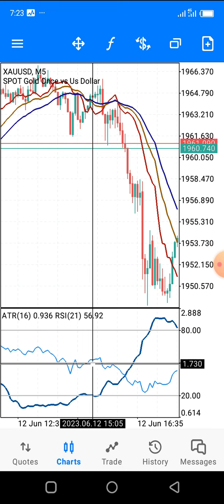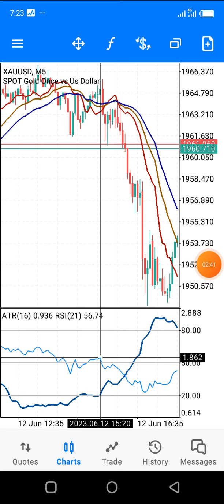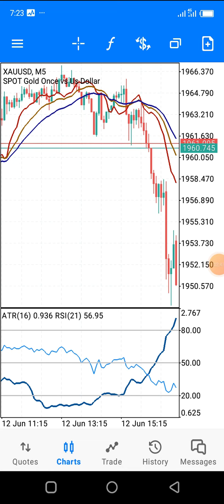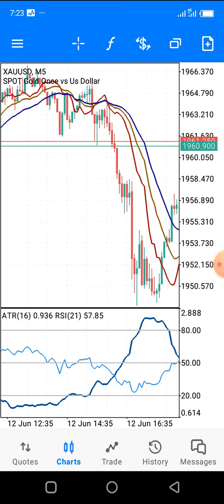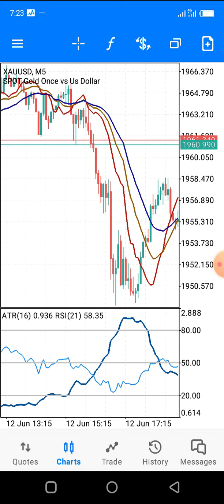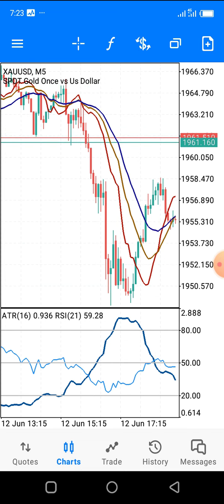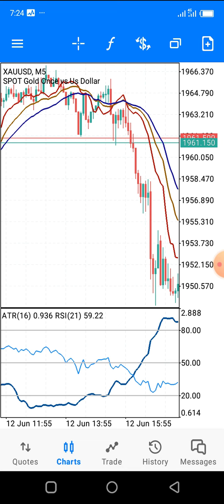Now, this strategy, I call it the MATRIS strategy. It's a killer strategy. It helps to kill a lot of pips in the market. I've tested it and I've confirmed it. Now, how does this strategy work?